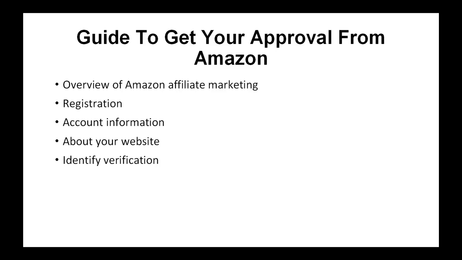The first step in the process is to go to Amazon's affiliate marketing page and register. At the top of the page, you'll see a tab that says Join Now for free. To register, you need to have an existing Amazon account. After you fill in your account information when prompted, you'll reach a web page that details your account information.